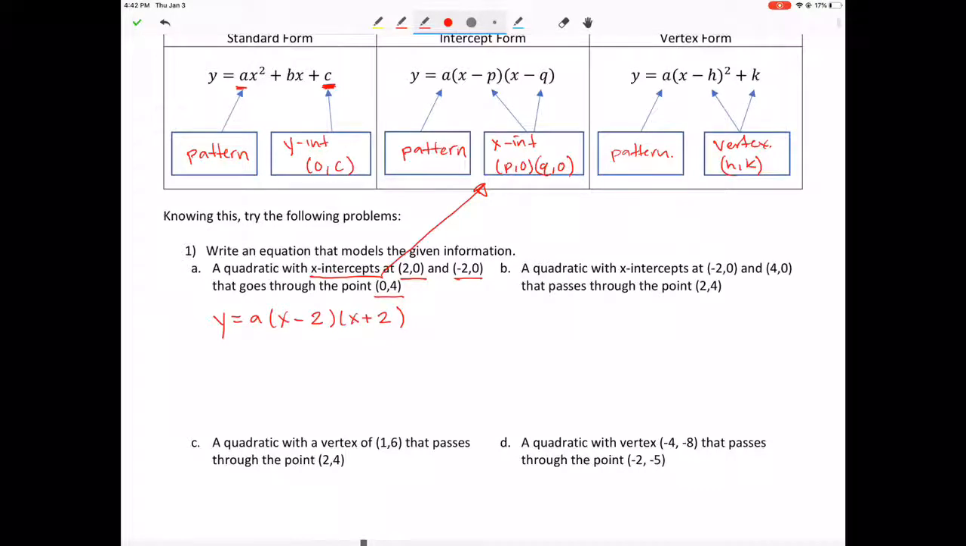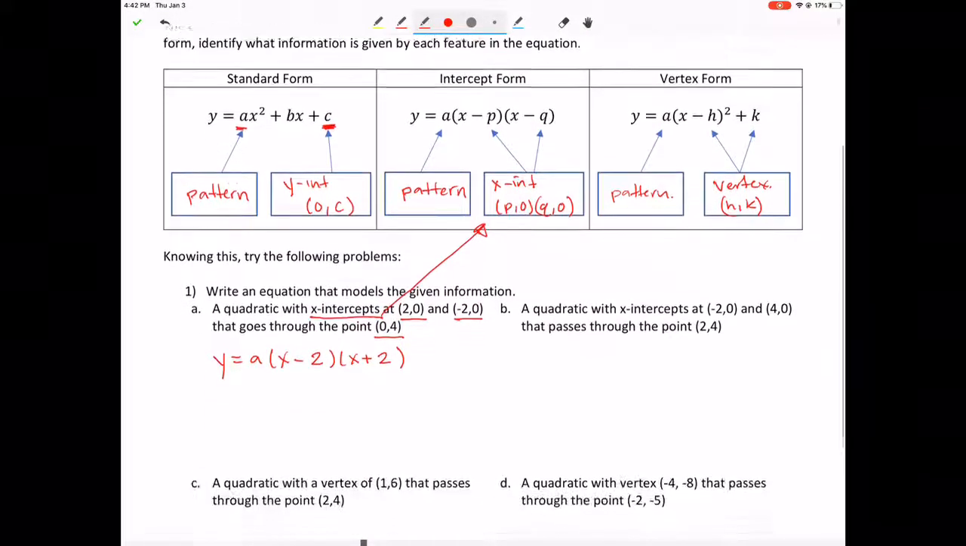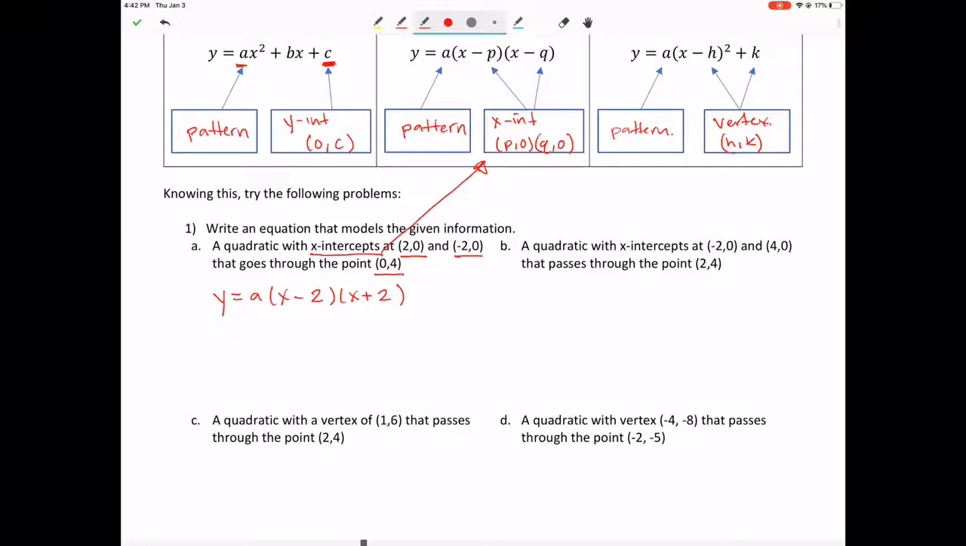And what we're missing is A. They don't give us what A is, but they do give us a point. So we do the exact same thing we did with linear equations: if we're given a point, we can plug those in. So here we have this 0, we can plug that in for our x's, and we can take this 4 and plug that in for our y.